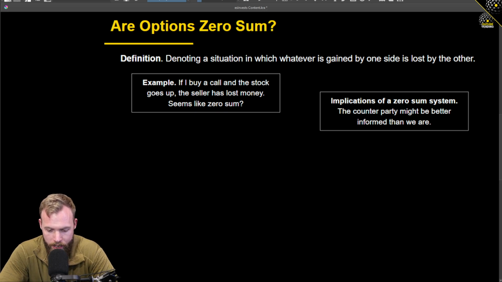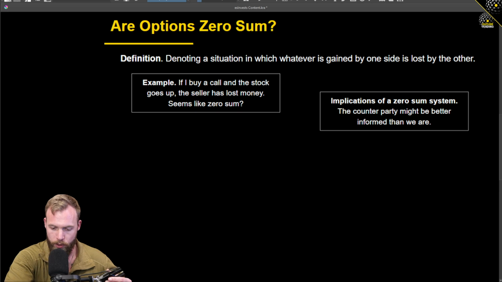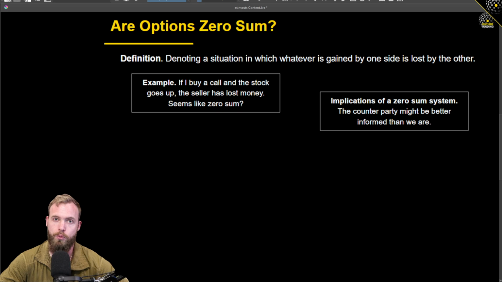The reason why zero-sum games are so important in the context of their implication is because, especially in markets where we're interacting with a lot of really smart entities with a lot of information and a lot of powerful resources, if we are playing a true zero-sum game, then we would be led to believe that the other side of our trade knows something that we don't. Otherwise, why would they sell the option to us?